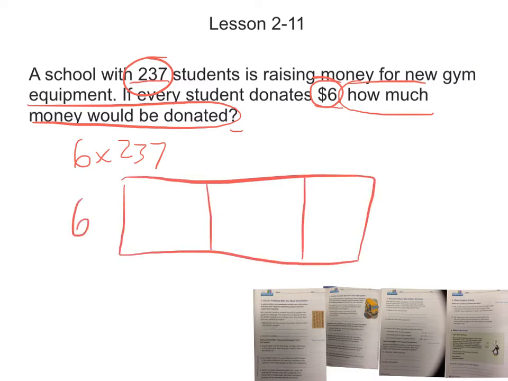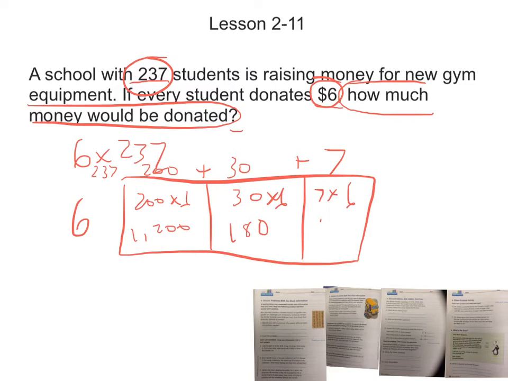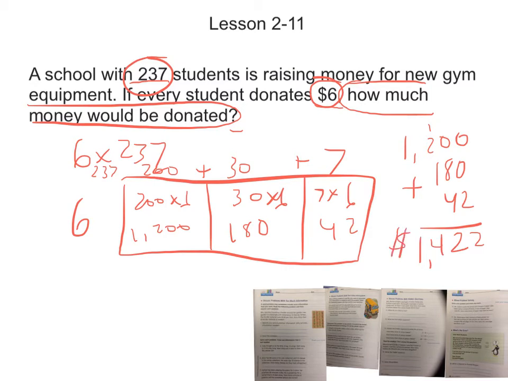Okay, now that you know you have 6 times 237, hopefully some of you put your rectangle like this. That's 6 times 237, which equals 200 plus 30 plus 7. And here you had 200 times 6 equals 1,200. Here you had 30 times 6 equals 180. Here you had 7 times 6 equals 42. Add them all together, and you would get 1,422, and don't forget about it, dollars, because that's the unit we are working with.